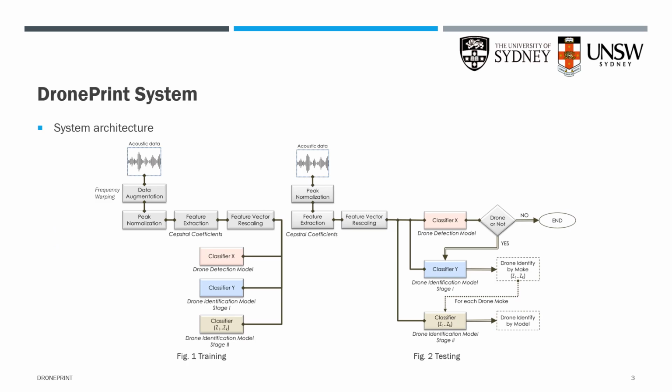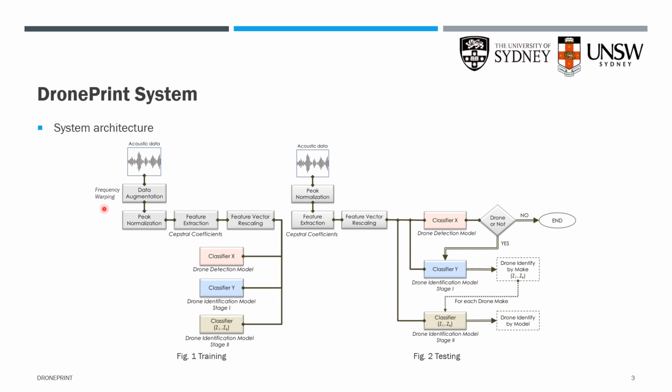identification. Our proposed DronePrint system has this particular system architecture. Specifically, we take the acoustic data from a microphone, apply peak normalization, and then extract the MFCC coefficients as our features. Finally, we apply feature vector rescaling before sending them to our classifiers.